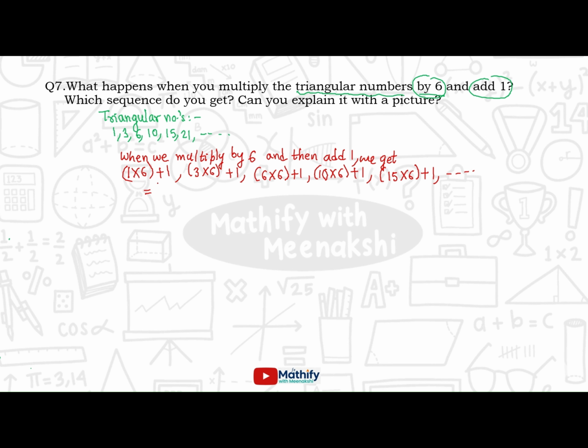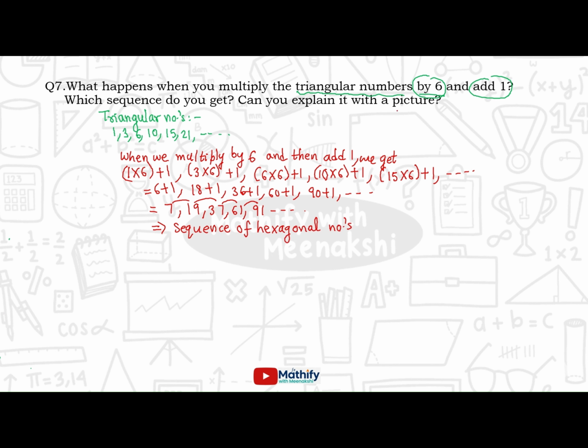Now 1 into 6, that is 6 plus 1. Let me write that step 2 for you. 18 plus 1, 36 plus 1, 60 plus 1, and 90 plus 1. Now what is this? 7, 19, 37, 61, 91. Which sequence is this? You know this sequence. When we add multiples of 6, it's 12, then plus 18, plus 24, plus 30. It's the sequence of hexagonal numbers. But here it's written, can you explain this with a picture? So we have to draw the picture too. So let's write a pictorial representation.